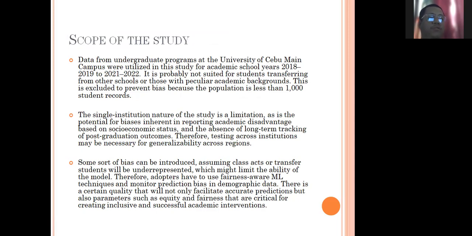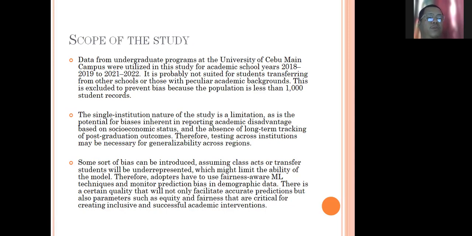So the single institution nature of the study is a limitation, as is the potential for biases inherent in reporting academic disadvantage based on socioeconomic status and the absence of long-term tracking of post-graduation outcomes. Therefore, testing across institutions may be necessary for generalizability across regions. Some sort of bias can be introduced, assuming class acts or transfer students will be underrepresented, and that limits the ability of the model.